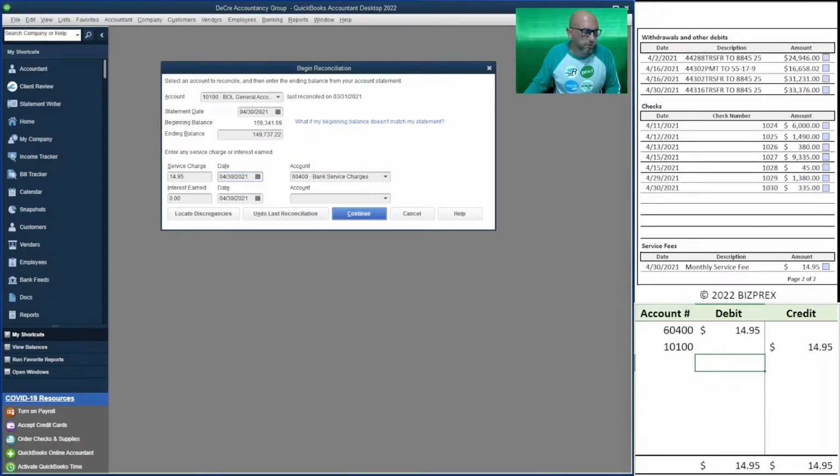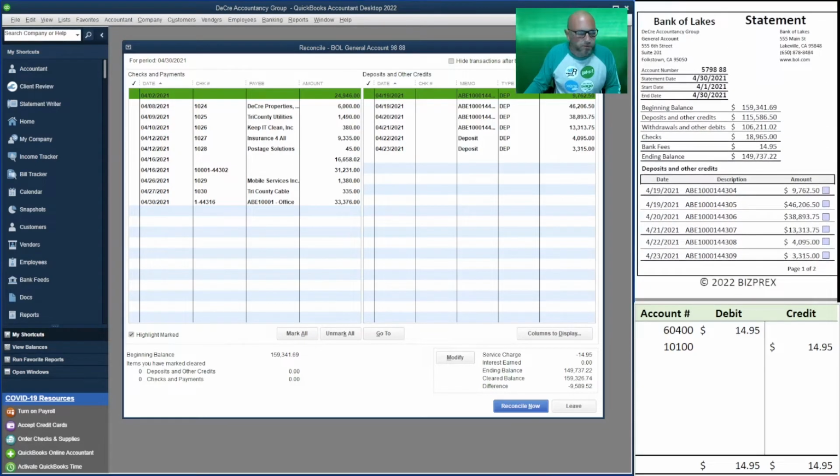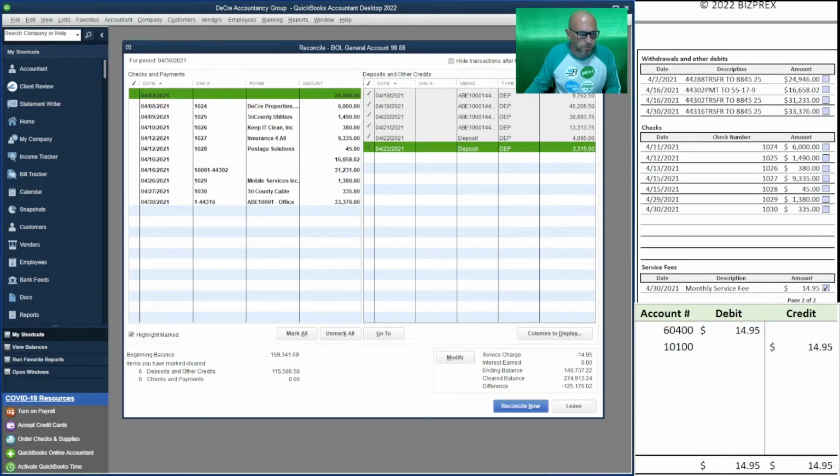Let's continue with our reconciliation. Alright, so we have our transactions here. We have our $14.95 right here. So we can click that off. Alright. And let's go to our deposits. Let's see, 9762.5, 46, 206.5, 38. There it is. So far so good. Alright, so far so good on deposits. Alright, deposits are good to go. Let's keep going.